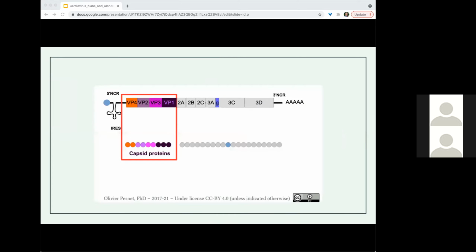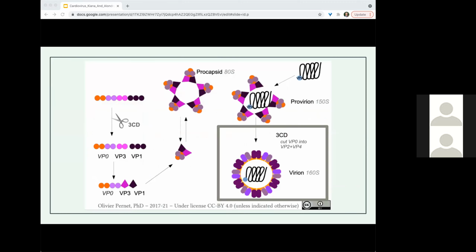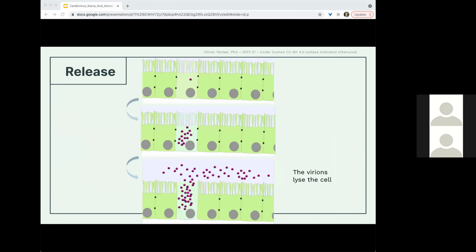This slide shows the genes that make up the capsid proteins. These structural proteins will be cleaved and then assembled into a procapsid. The genome will be inserted into the procapsid, creating a provirion. A final cleavage of VP0 will transform the provirion into the virion. This virion will replicate until lysis occurs, releasing the virions from the cell to go infect more cells.